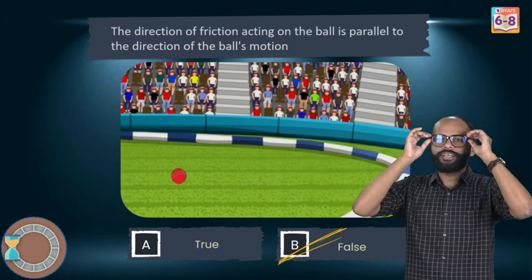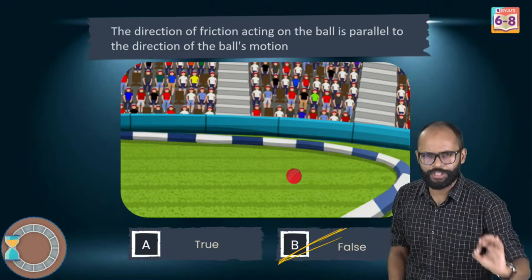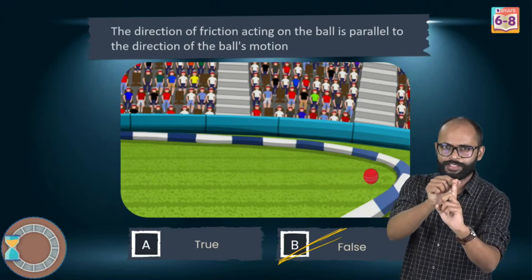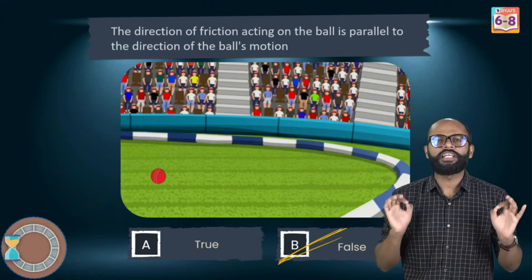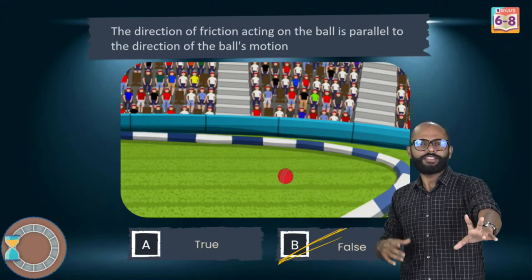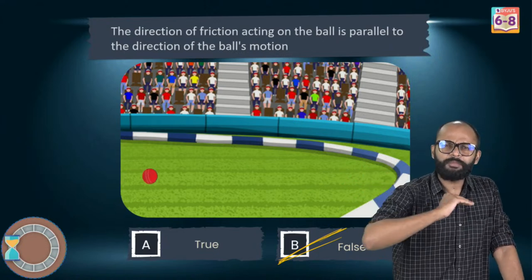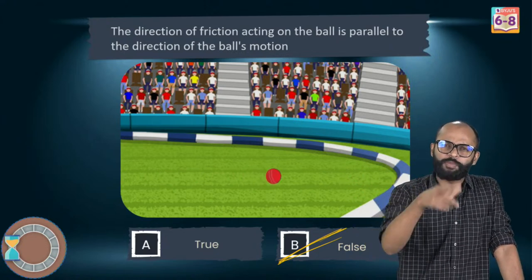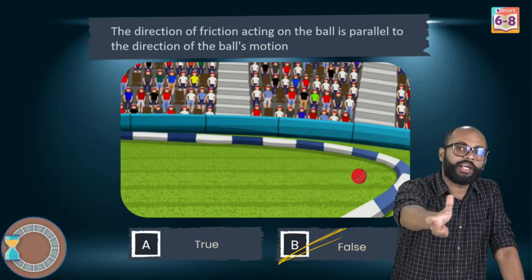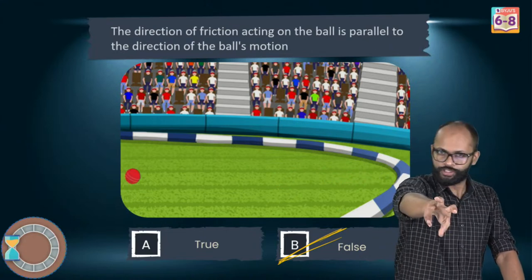Think, first, who loves friction? One is the spinner. The spinner loves friction, because they want to turn the ball. That is why they say it's a green pitch. If the pitch is green, then spin will not happen; the spinner won't get friction. If the pitch is dry, the spinner will get friction, right?